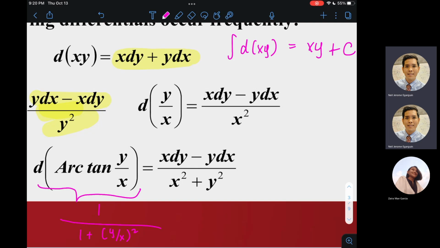Yan yung differential ng arctangent of something. It's 1 over 1 plus something squared. Kaya lang yung something natin ay y over x, hindi lamang siya x. So mamumultiply pa to ng derivative ni y over x, or differential ni y over x. Pero ang differential ni y over x according to the quotient rule ay (x dy minus y dx) over x squared.